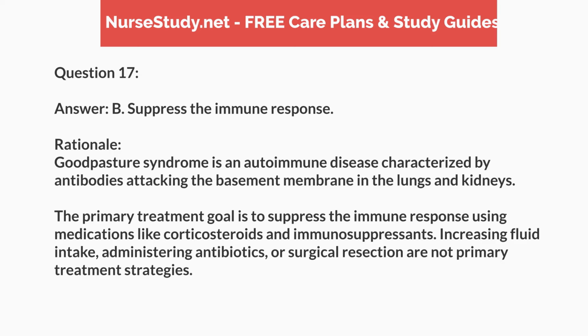Rationale. Goodpasture syndrome is an autoimmune disease characterized by antibodies attacking the basement membrane in the lungs and kidneys. The primary treatment goal is to suppress the immune response using medications like corticosteroids and immunosuppressants. Increasing fluid intake, administering antibiotics, or surgical resection are not primary treatment strategies.